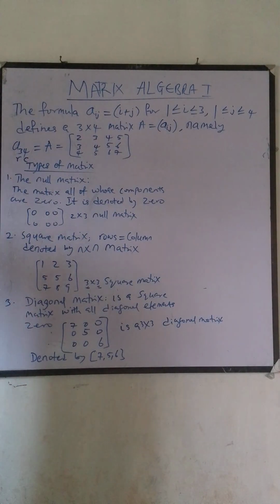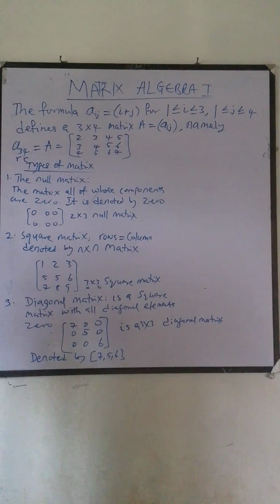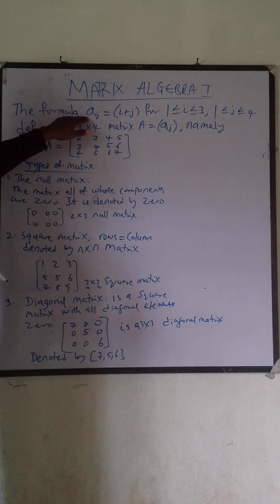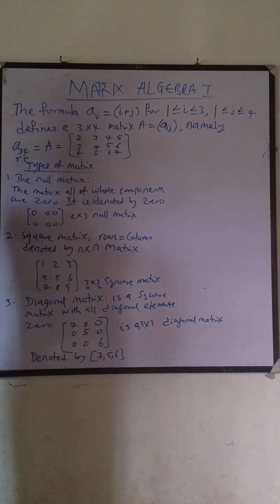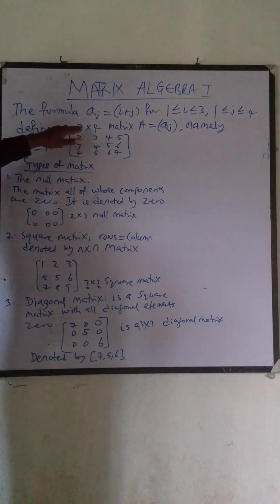I was just trying to give an idea of what the matrix is. And I said the formula a_ij equals i plus j, for 1 less than or equal to i less than or equal to 3, comma, 1 less than or equal to j less than or equal to 3. So this formula defines a matrix of dimension, matrix A of order a_ij. Are you getting the point? Right? So it defines a 3 by 4 matrix.